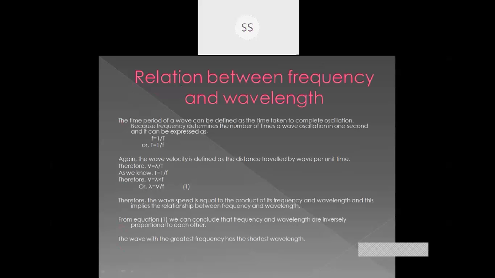Wavelength and frequency relation: wave speed is the product of wavelength and frequency. Wave speed is the product of wavelength and frequency. That is the relationship between frequency and wavelength.